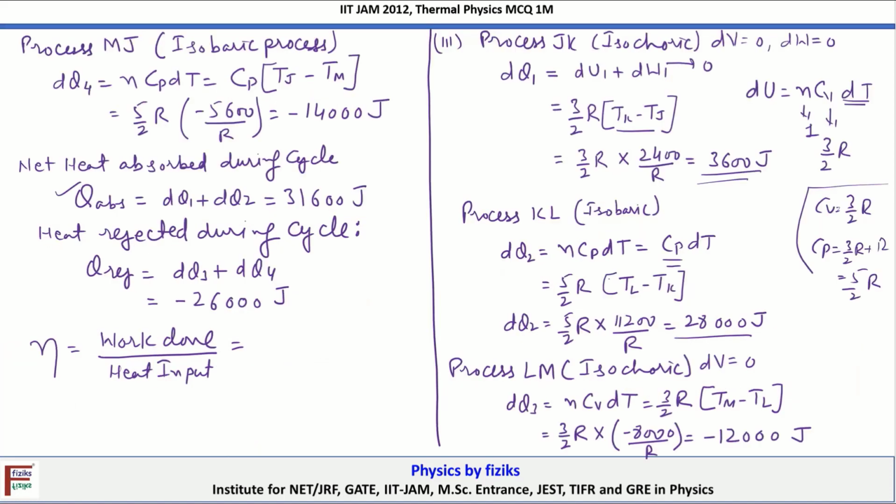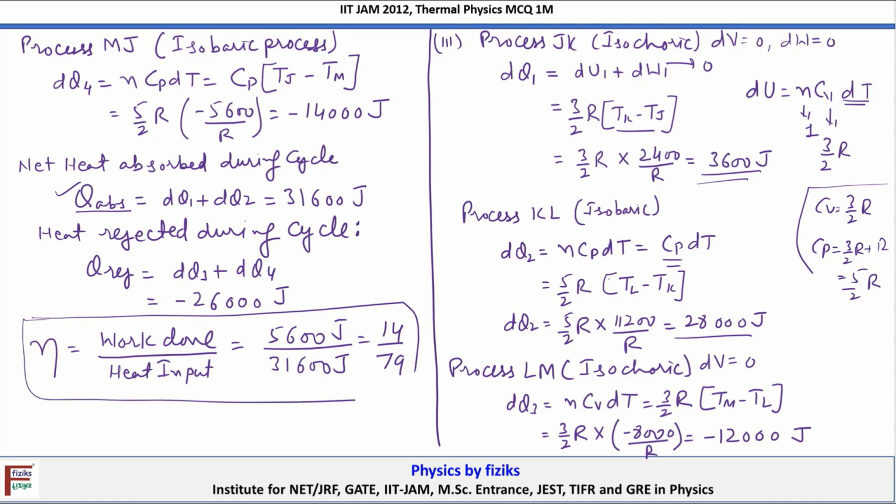If you plug in that value here, that is 5600 joule divided by the heat input, which is Q absorbed, which is 31,600 joule. This will come out to be equal to 14 divided by 79. So that is our answer. This way we have calculated all the parameters which were asked in the statement.